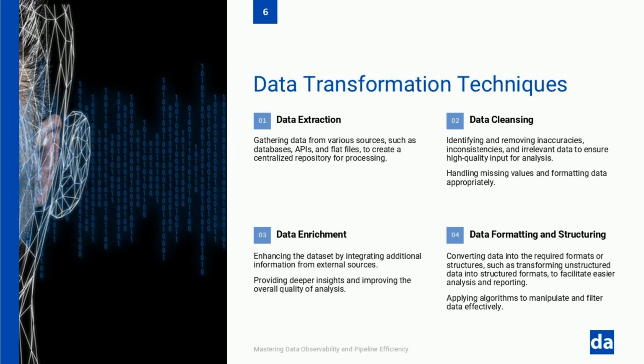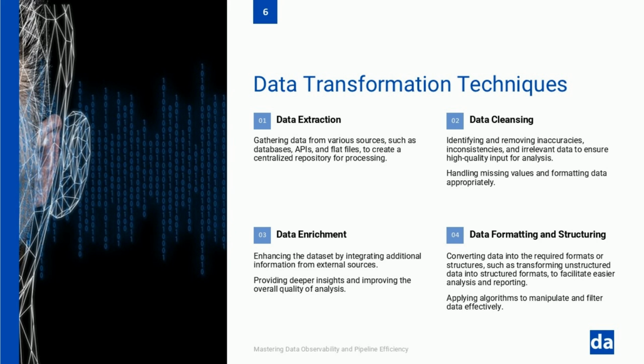Step 2. Data cleansing. Before you start cooking, you clean your ingredients, right? Similarly, data cleansing involves identifying and removing inaccuracies, inconsistencies, or irrelevant data. It's also about handling missing values and formatting the data properly. Clean data is key to producing quality insights. Step 3. Data enrichment. This step is like adding spices or sauces to enhance your dish. By integrating additional information from external sources, data enrichment provides deeper insights and improves the quality of your analysis.